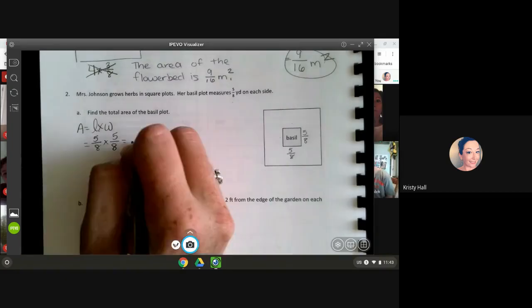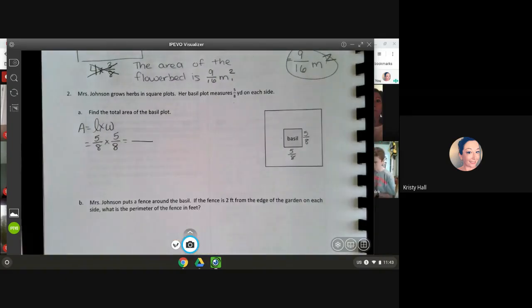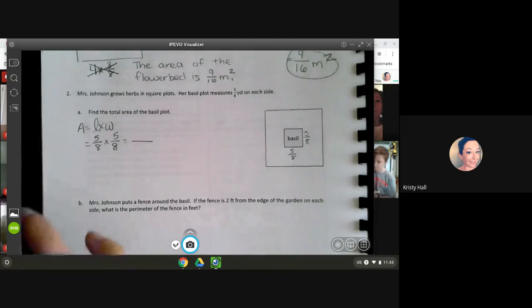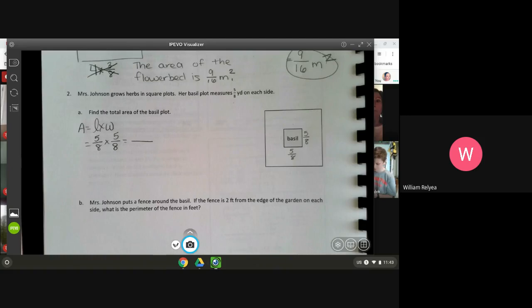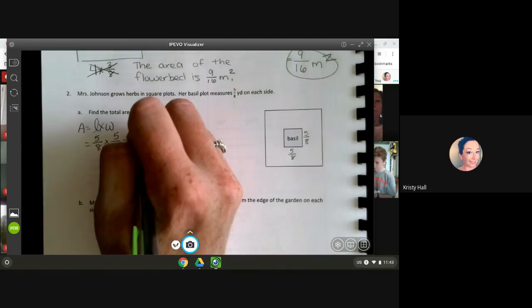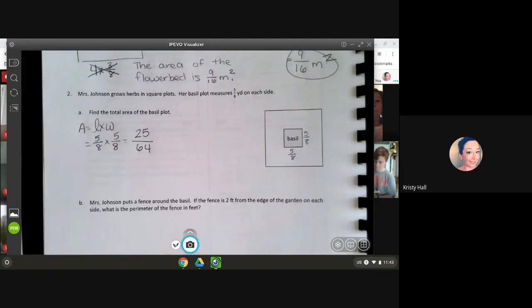All right, so what do we get when we solve here? 25/64. Right, 25/64.